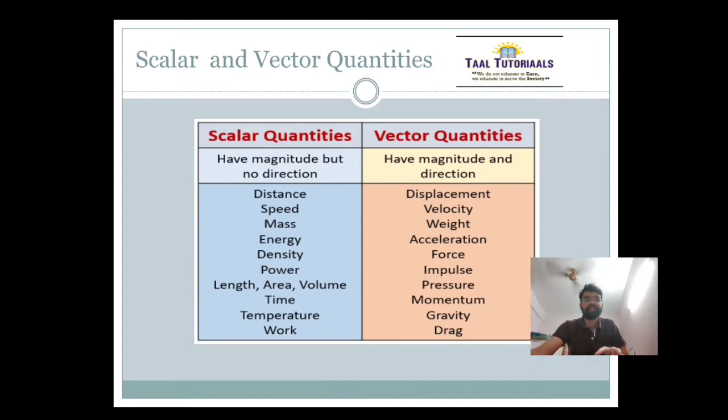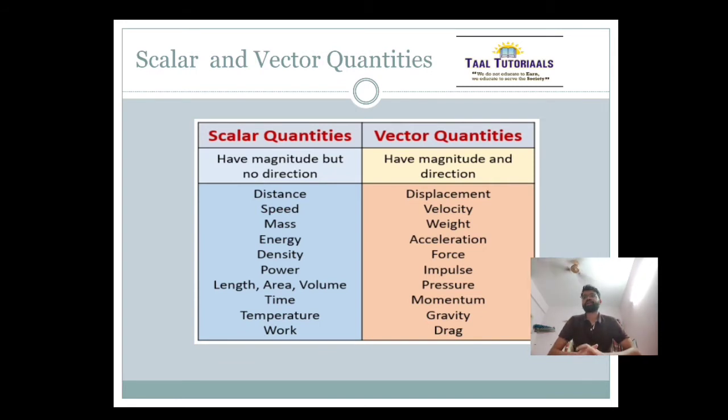So basically, scalar quantities are only those quantities which have magnitude but no direction. I have shared some examples like distance, speed, mass, energy, density, power, area, length, time. They are all scalar quantities.